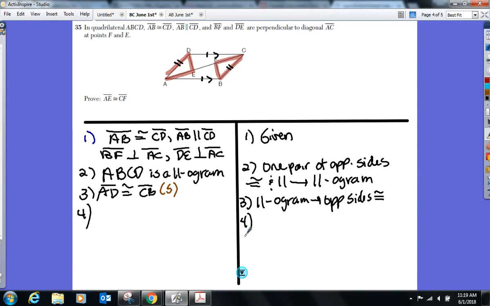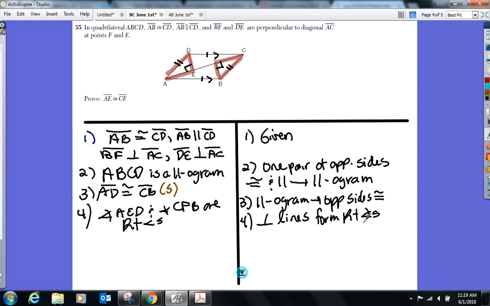Anywhere else here? Hi, Kate. I'm doing well, thanks. What's that? I don't need to say angles, but I can say those angles are... not yet. Right angles first. Yep. Because DE and BF are both perpendicular to diagonal AC, those are right angles. Thank you. So angle AED and angle CFB are right angles. Remember why, Kate? It's like you never left, right? All right, nice.